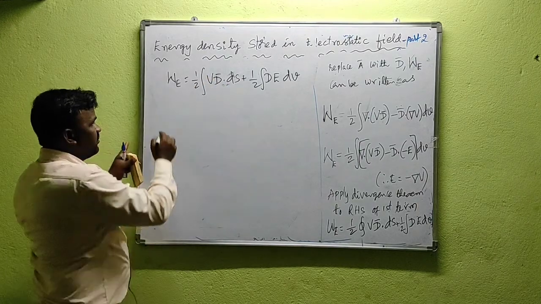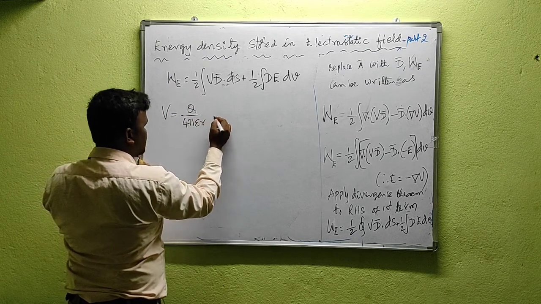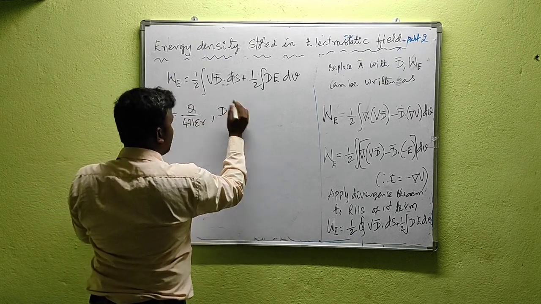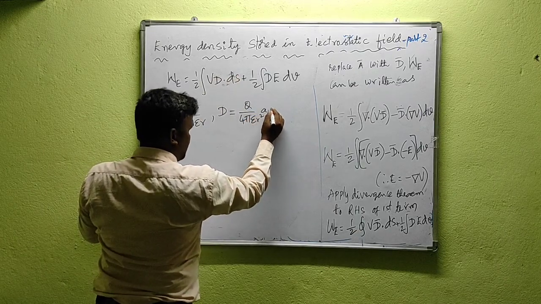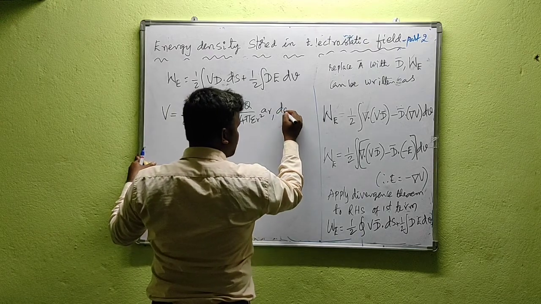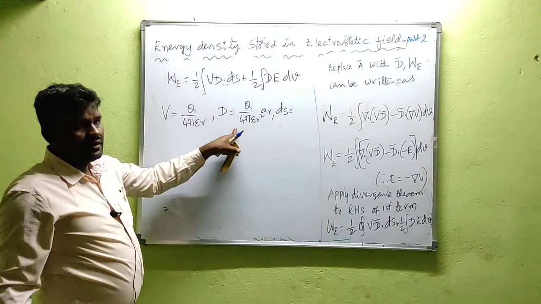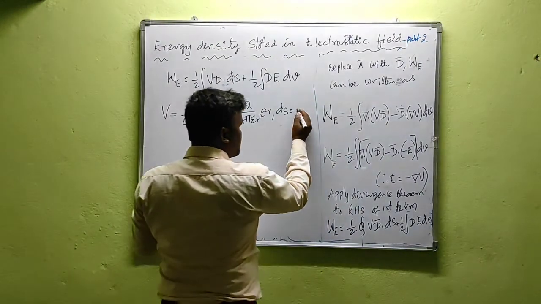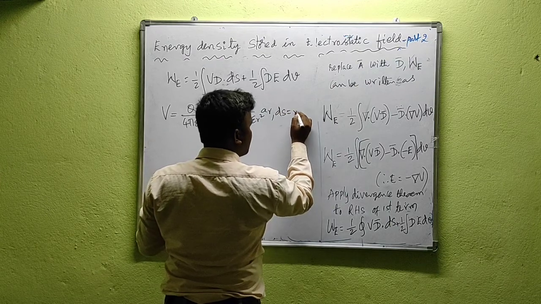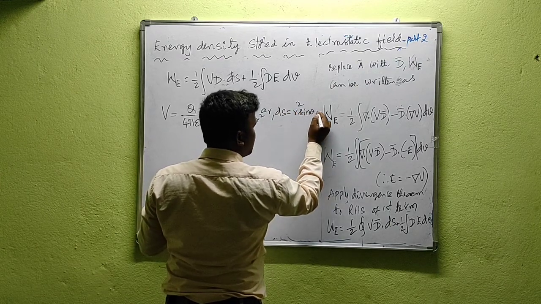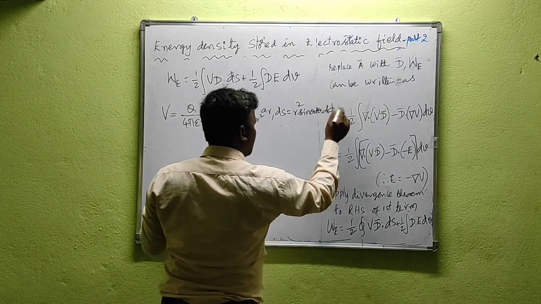V D dS. V varies, V equals Q by 4 pi epsilon r. Let us write like this. And D equals Q by 4 pi epsilon r square into a r. And dS is nothing but the differential surface area normal to r. Basically D direction is radially outward. So that's why dS is r square sin theta d theta d phi.